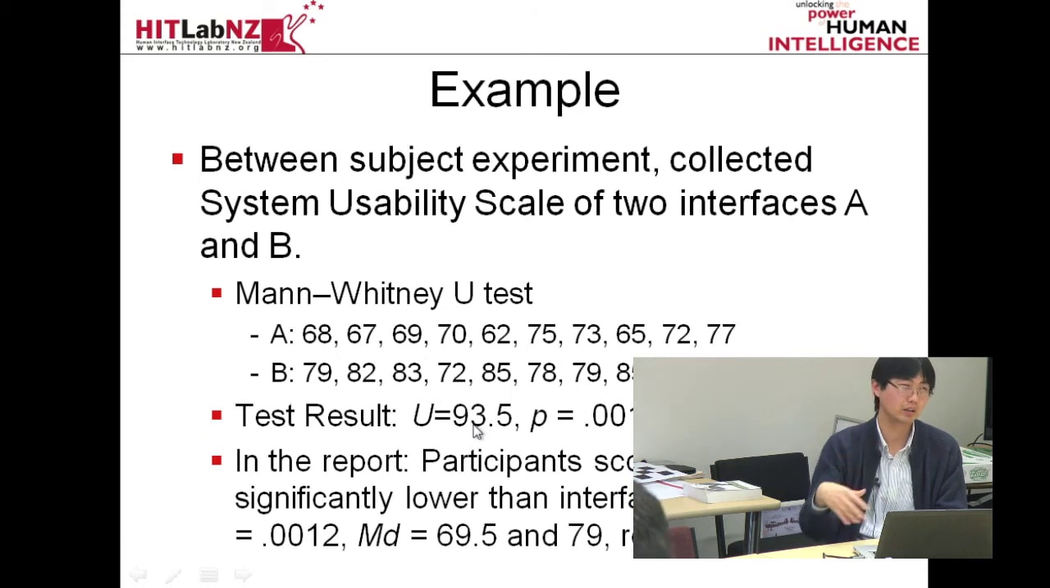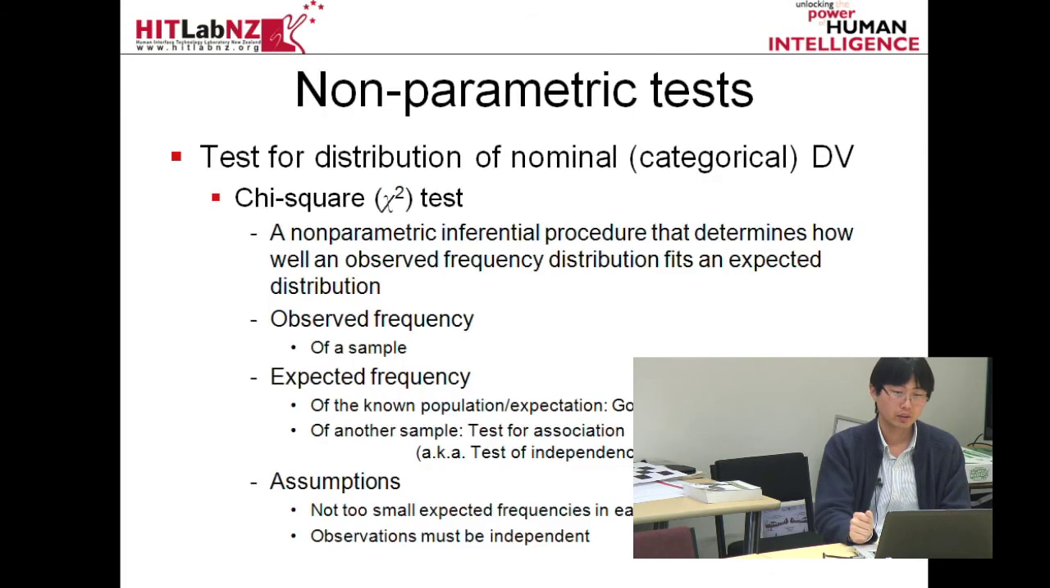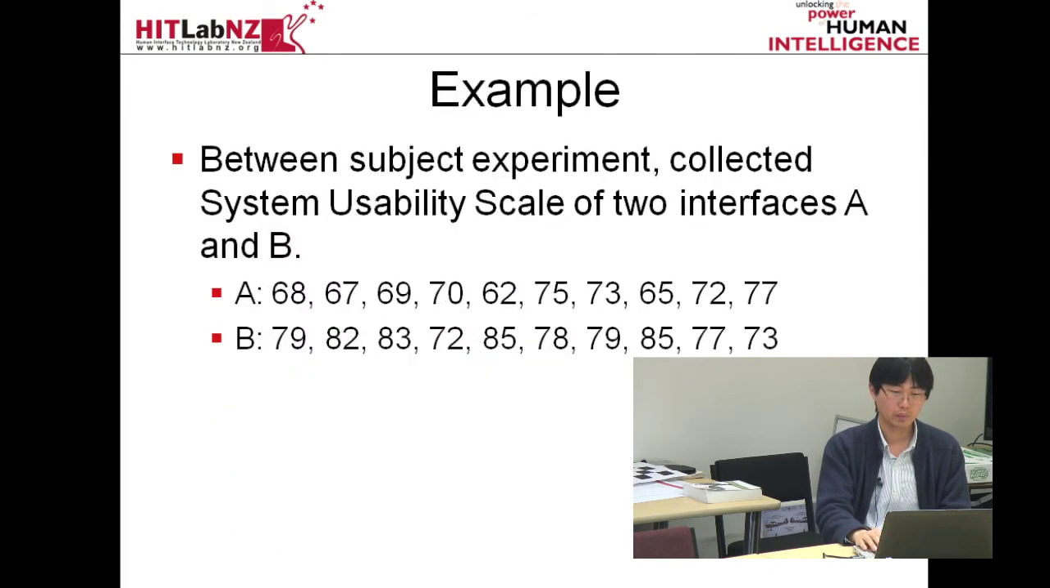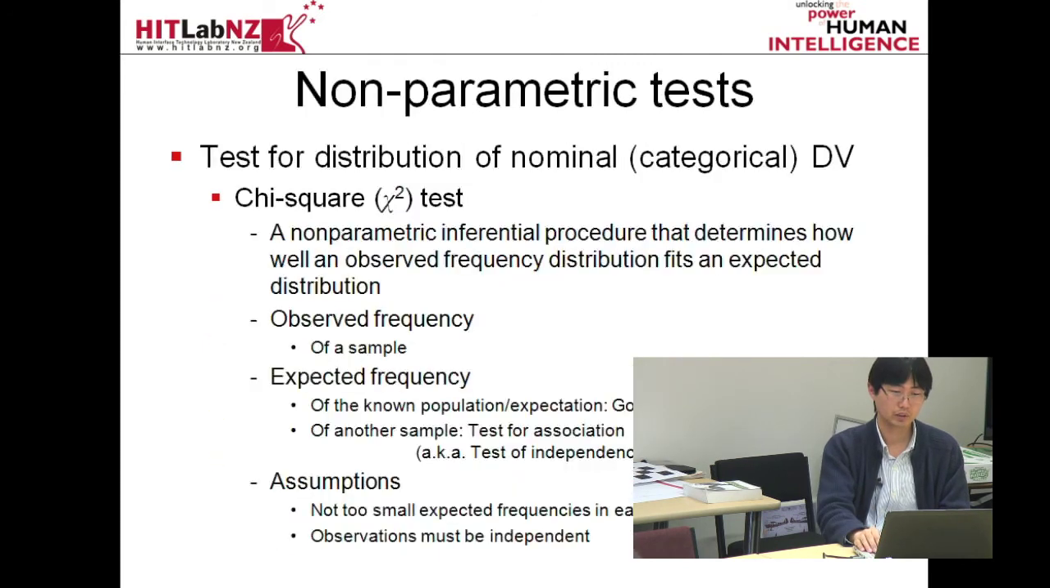It will also print out other numbers such as the Z value and so forth, but usually these are enough to report. In the report, since the p-value is less than 0.05, which is the alpha value you might have set in your study, you can report that participants scored interface A significantly lower than interface B, and report the statistics values and the median values. Maybe in this case, since it's ordinal data, you can report the median value instead of the mean value. So that's the corresponding test to the parametric test.